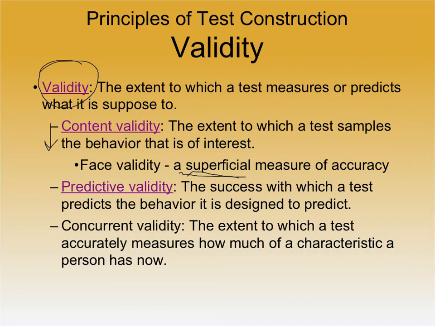Predictive validity is the success with which a test predicts the behavior that it's designed to predict. So an example of that would be the SAT. Is it predicting how well you're going to do in college? It's not testing what you've already learned. It's predicting how well you're going to do in college. Does it do a good job of that? It does not have perfect predictive validity.